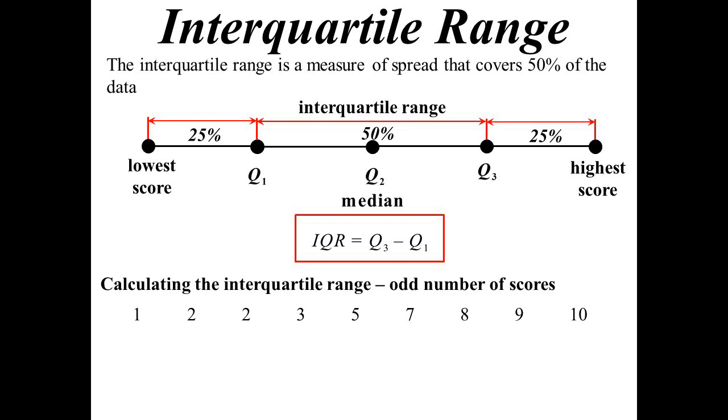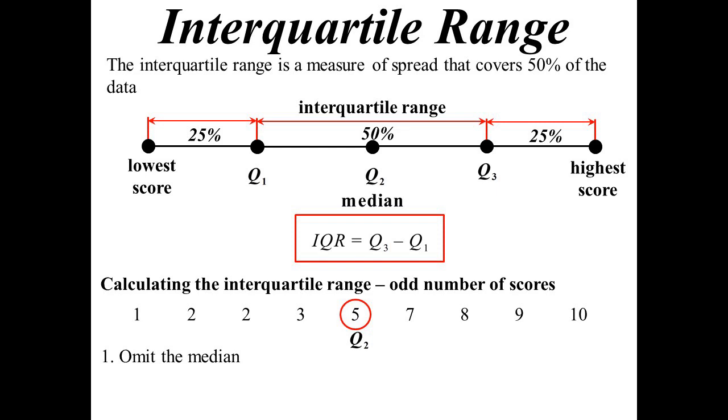So how do you calculate interquartile range? Now, just like when we were working out the median, it really depends on whether there's an odd number or an even number of scores. So let's use this example with an odd number of scores, and we put them in order. They have to be in order. So 1, 2, 2, 3, 5, 7, 8, 9, 10. In this case, because there's an odd number, we forget about the median, omit it.